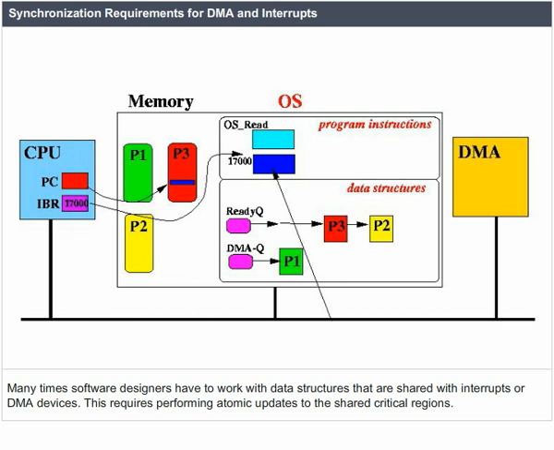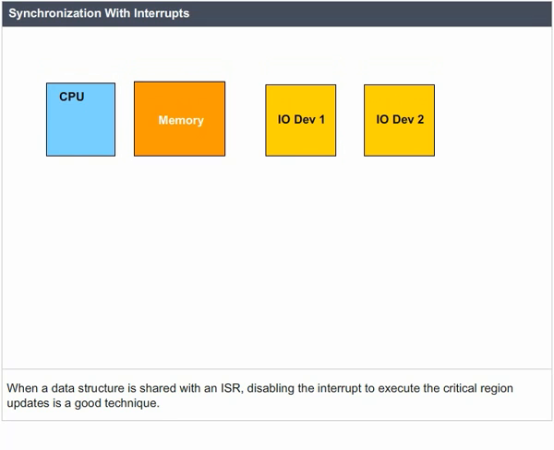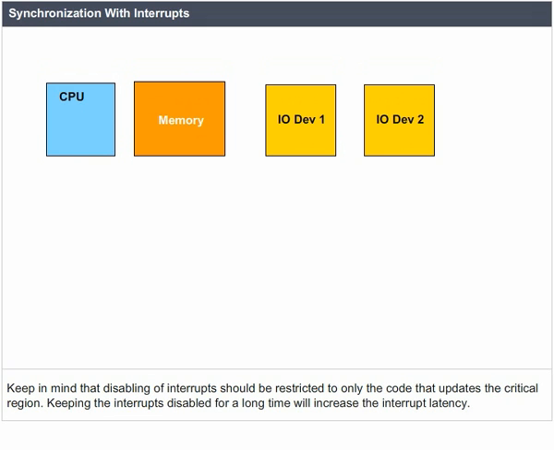Synchronization with interrupts. When a data structure is shared with an ISR, disabling the interrupt to execute the critical region updates is a good technique. Keep in mind that disabling of interrupts should be restricted to only the code that updates the critical region. Keeping the interrupts disabled for a long time will increase the interrupt latency.